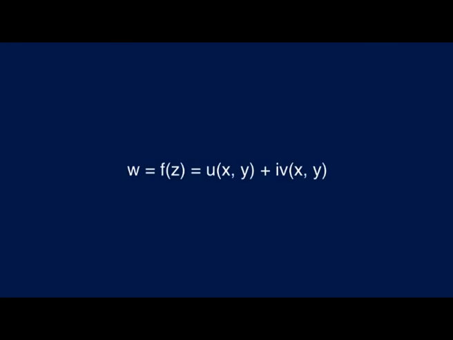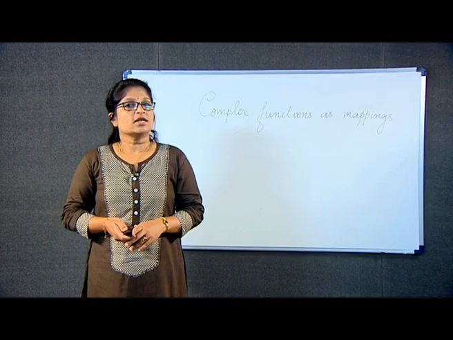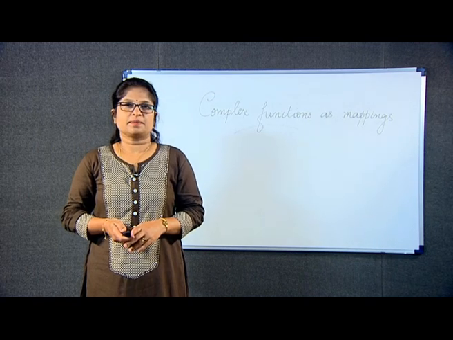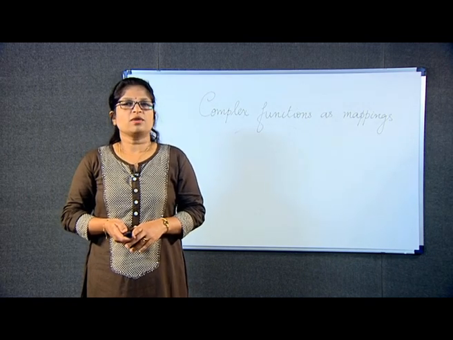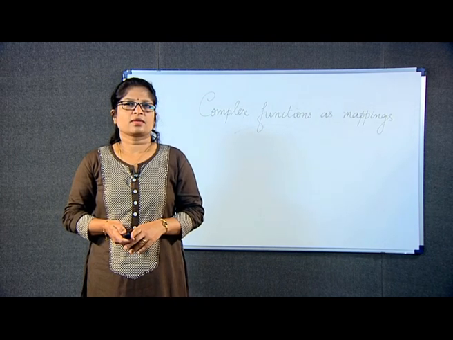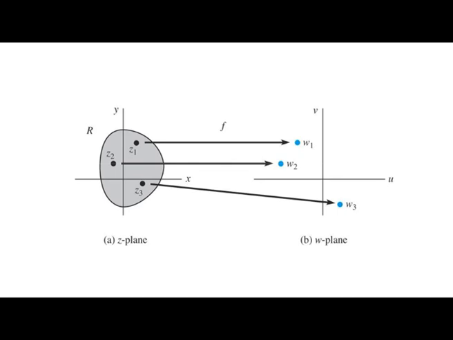The complex function w is equal to f of z, which you write as u of x y plus i v of x y, can also be considered as a planar transformation. That means you can represent it in a plane. We also call w is equal to f of z the image of z under f. So, in this figure, as I have told you, we need to have two parallel planes.